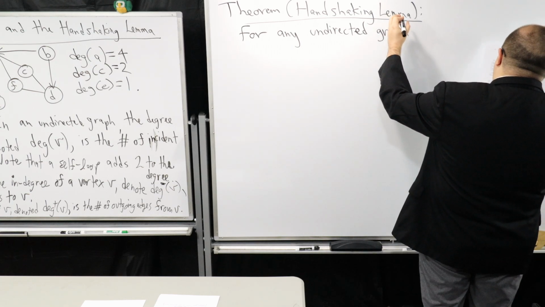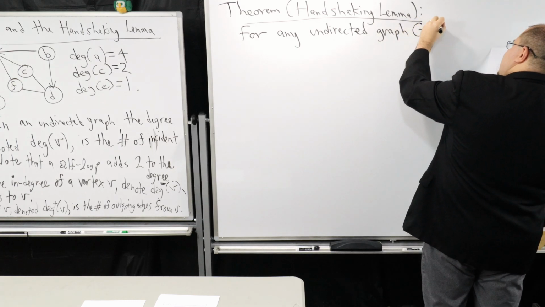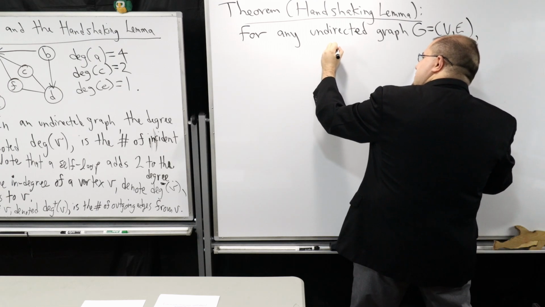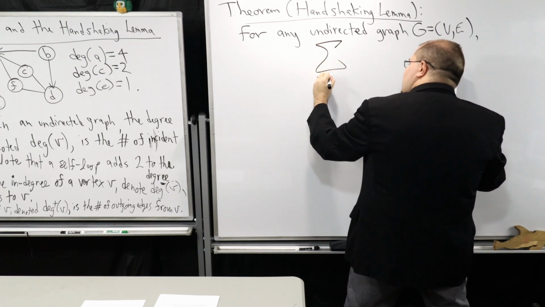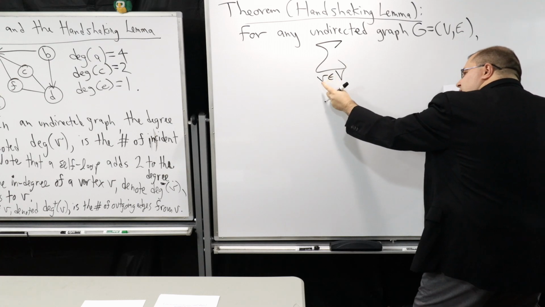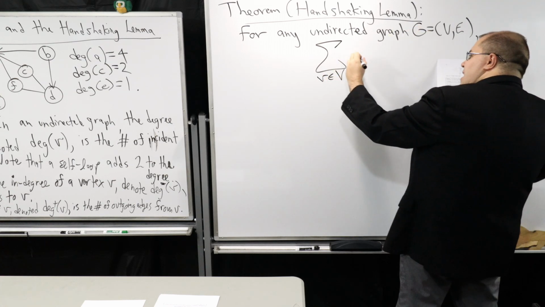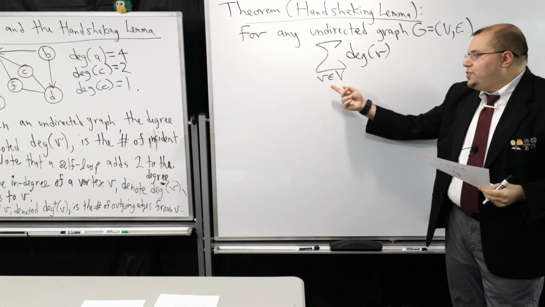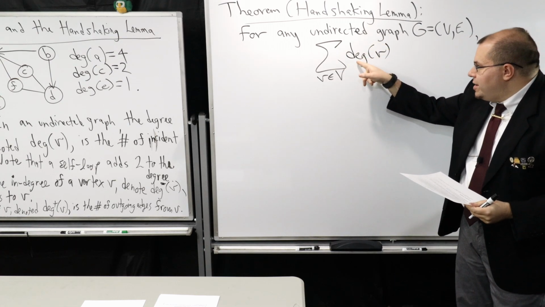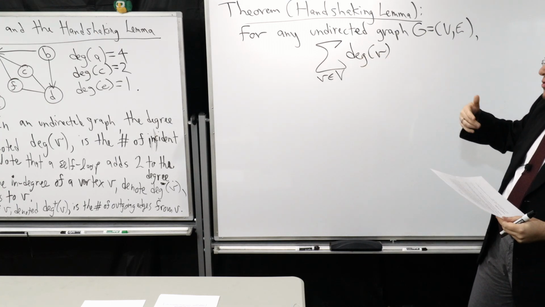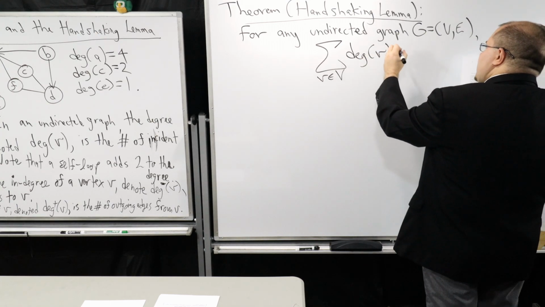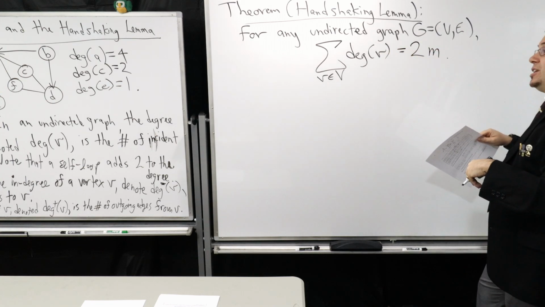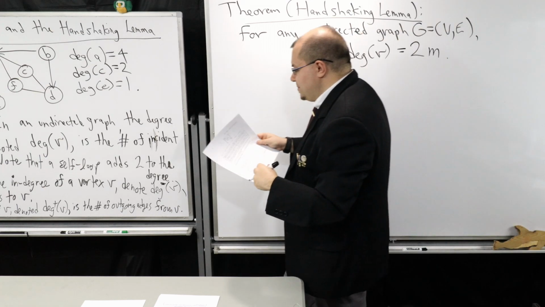For any undirected graph G equal to (V, E), the following property is true. The sum over all the vertices. So I'm going to take each one of the vertices and examine its degree. For each vertex in the set of vertices, I'm going to contribute to a sum its degree. This is going to be exactly equal to 2 times the number of edges. Remember, m is the number of edges. That's the way we defined it last day.